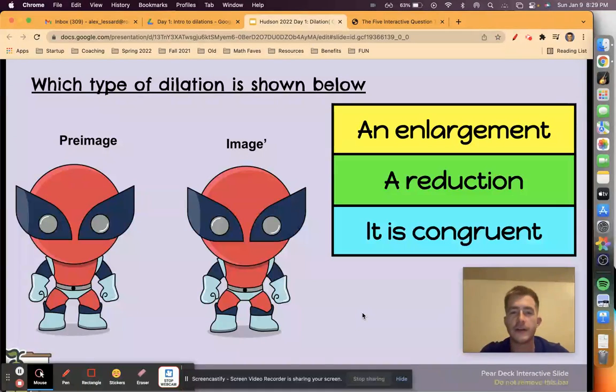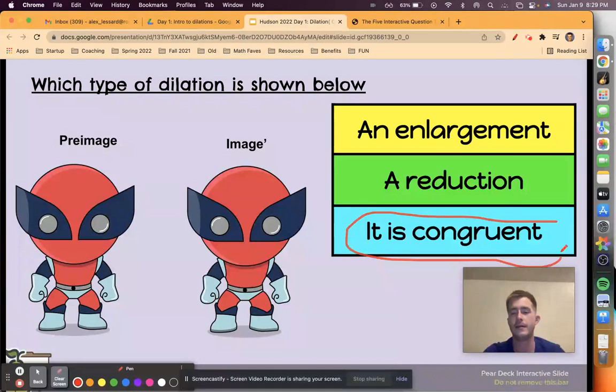All right, next up. Let's check this one out. 30 seconds on your own on your Chromebook, please. And our final answer on this, it is congruent. Little alien looking dude. Got some angry fists, apparently. Did not change size at all. That's congruent. Okay.